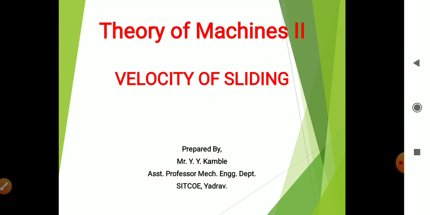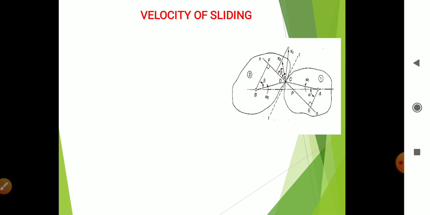Today we are going to discuss the point velocity of sliding. Okay, so velocity of sliding of two machine gears. Our subject is theory of machine 2. So see here, what is meant by velocity of sliding? Today we are going to derive an equation, or derivation, of velocity of sliding.